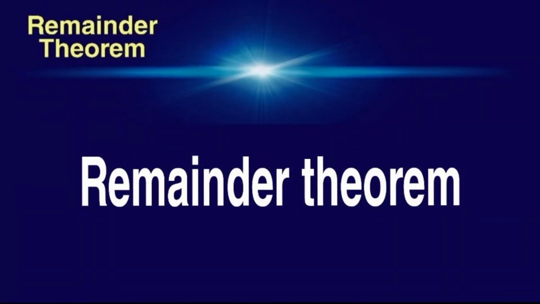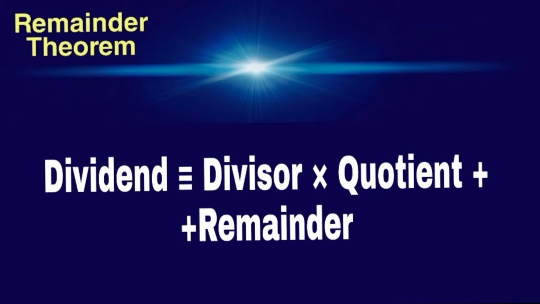Students, in the previous lecture we studied synthetic division. In this lecture, we are going to start a very important topic of your syllabus, that is the remainder theorem. We already know an identity, which you can see on the slide: dividend is equal to divisor multiplied by quotient plus remainder. Students, this is an identity and it is true for every real value of the unknown variable.